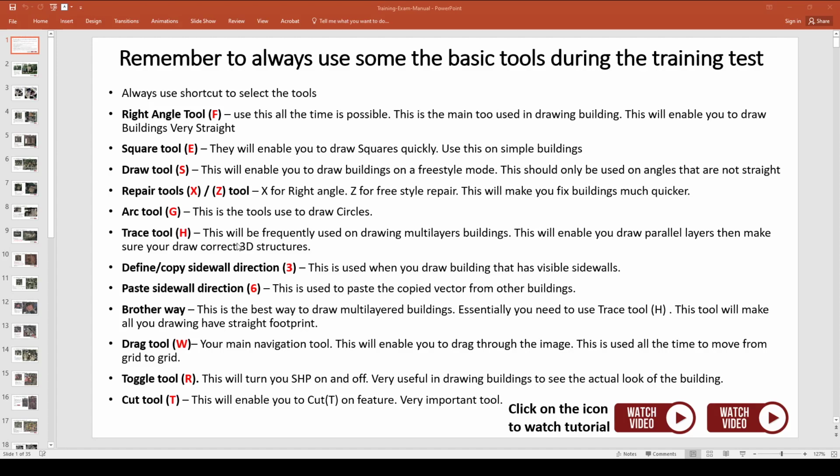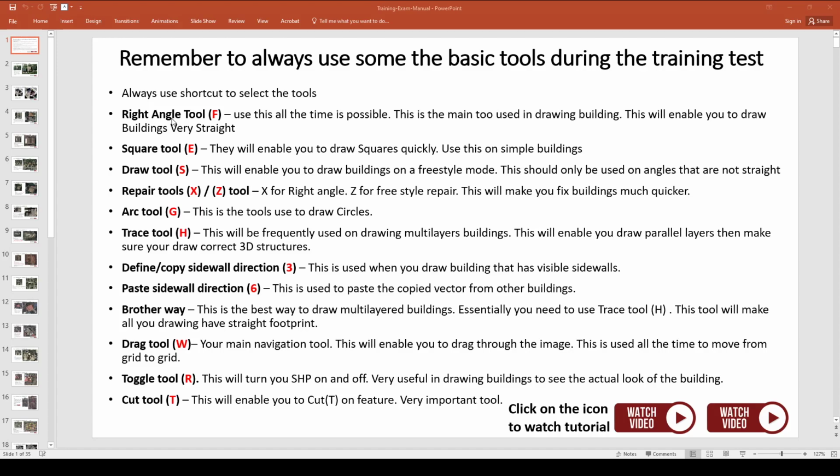First is the right angle tool. This is the tool that we use most often. It is the main tool to draw a building, and it enables you to draw buildings that are very straight. This is for regular buildings because most buildings are square or right angled. The next tool that we have is the square tool, E. This will enable you to draw squares more quickly.